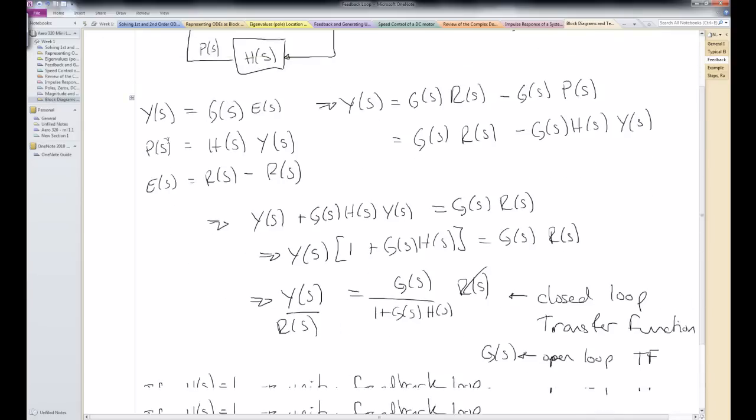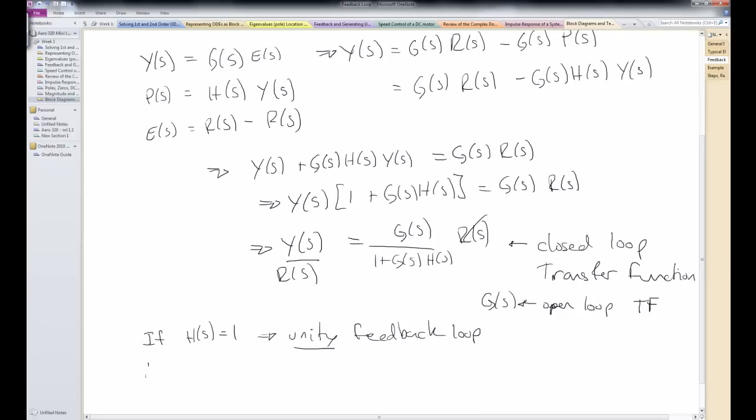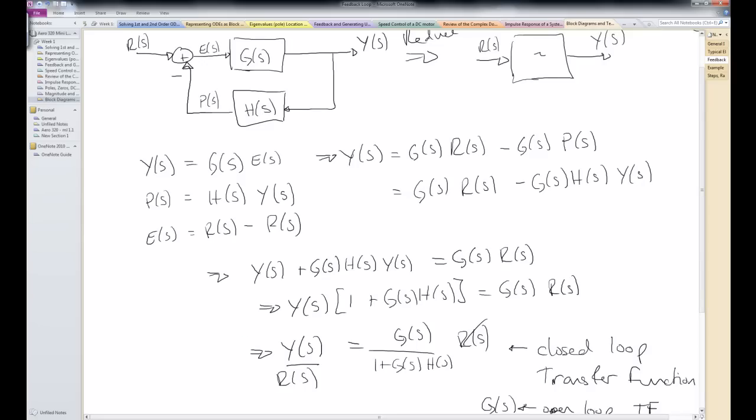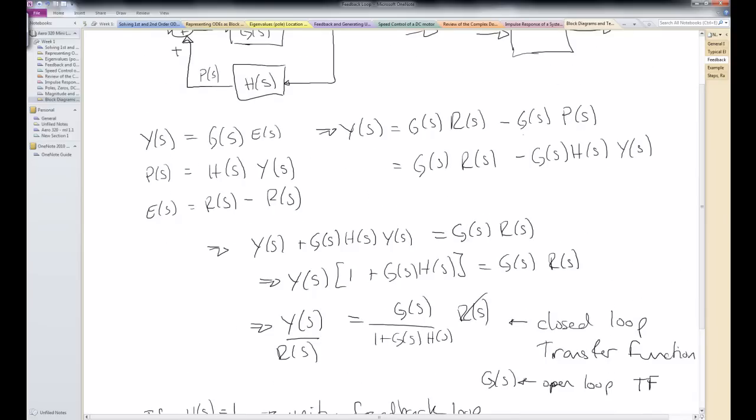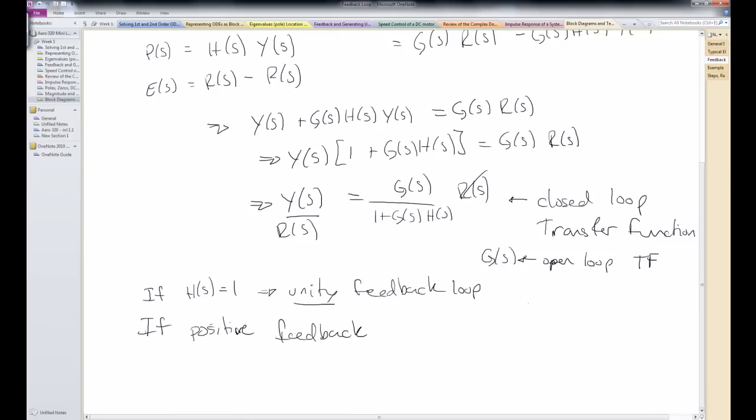The other thing to notice is that if we had positive feedback, so if the comparator had a plus sign on both sides, so it was up here plus and then plus, then notice that what that does is change this sign right here, and the net result is that I end up with Y of S over R of S equal to G of S over 1 minus G of S H of S. All right. Typically we see negative feedback, not positive feedback, but we could do either case.